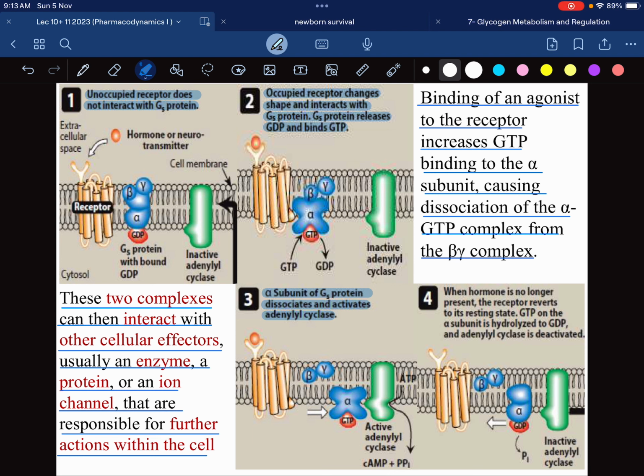This is the step. When the hormone is no longer present, that means the drug is not bound, because the binding of the drug to the receptor is always a reversible process.